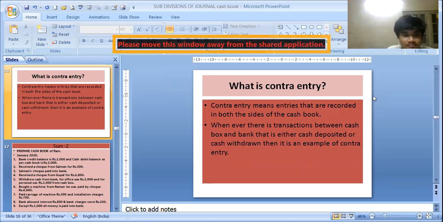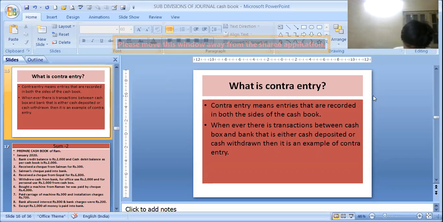Contra entry means entries that are recorded on both sides of the cash book. That means we have a left hand side, the debit side, and a right hand side. In both the sides, the entry will come. Moreover, cash book has single column. We have cash account synonymous to cash account, but cash book double column is synonymous to cash account and bank account together.